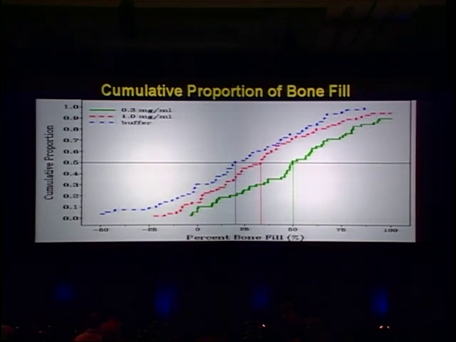This type of graph helps speak not just to statistical significance, but also to clinical significance, because 50% of the patients that received the 0.3 achieved at least 50% bone fill, where 50% of the patients that received the buffer achieved about 20% bone fill. And that speaks to what percent of the population actually have experienced a significant benefit. And clearly, the 0.3 milligram per ml group experienced a significant benefit.